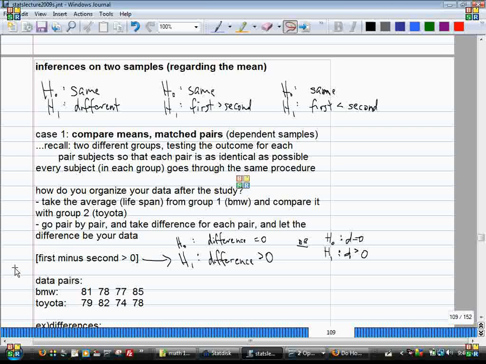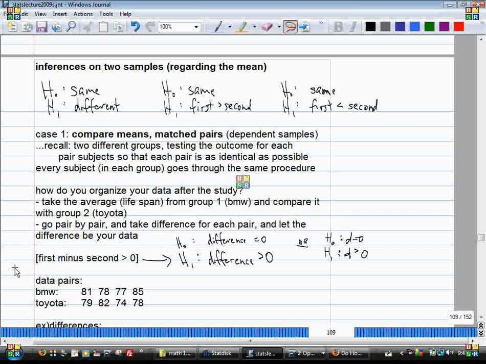Right. But we've got to make sure that we keep our orientation correct. So remember the claim. Do you remember this question? What was the claim? Right. So the claim is that people with BMWs live longer. So for the first pair, it's 2 years longer. What about for the second pair? It's 4 years less. How do you say 4 years less as a number?